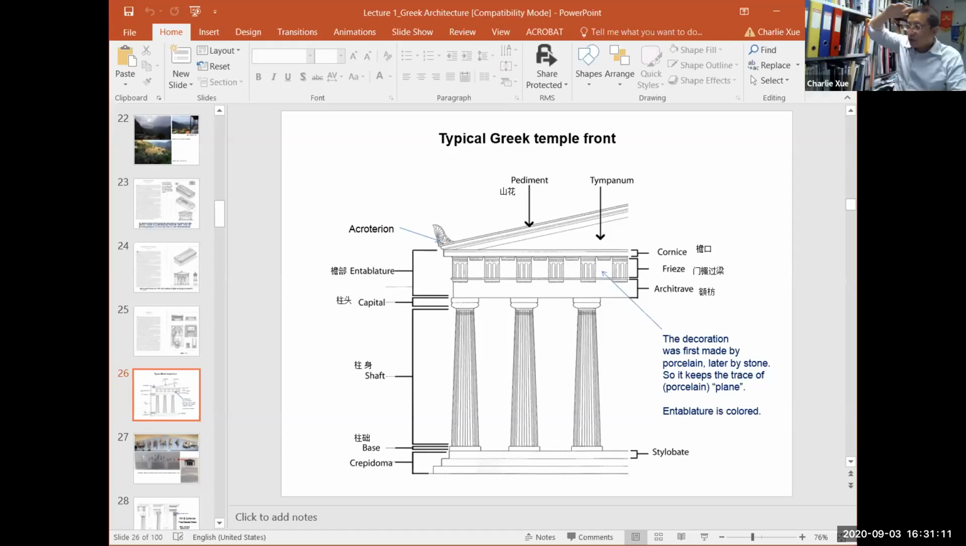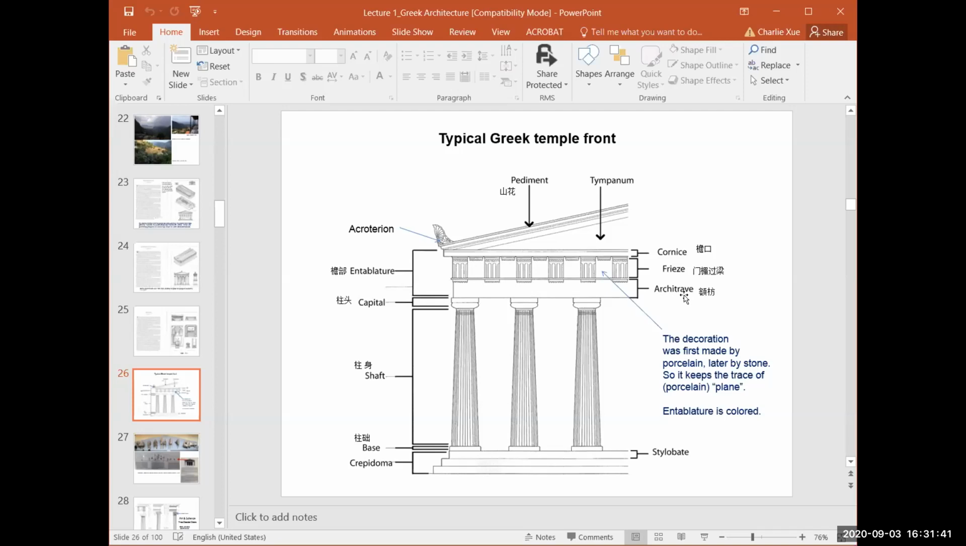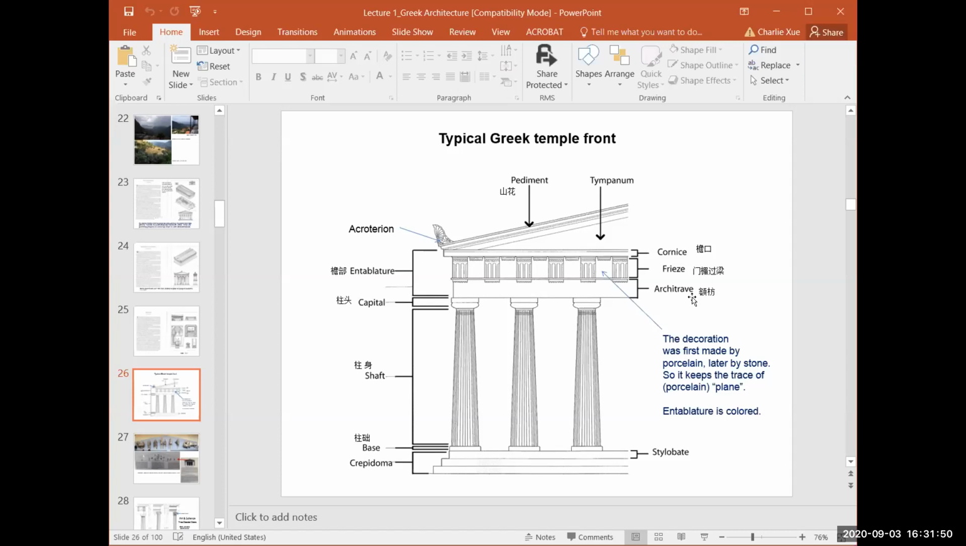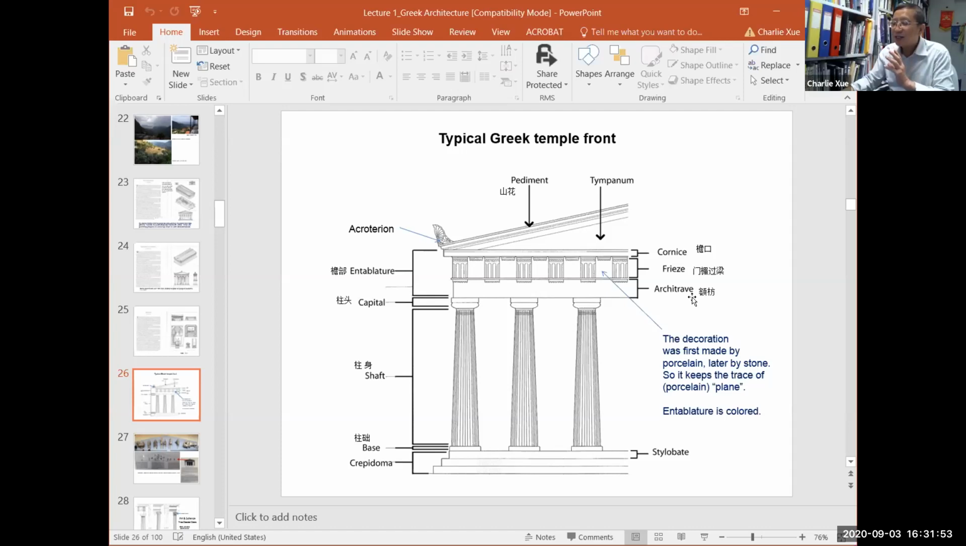Today, even if you build a flat roof building, people will say, how high is your cornice? Especially in design firms, people will ask that. How high is your cornice? And where is your cornice? So people still use that. Okay, cornice. Architrave. Please follow me. Architrave. This word, I have no confidence. You need to check your dictionary in your computer. My pronunciation may not be correct.